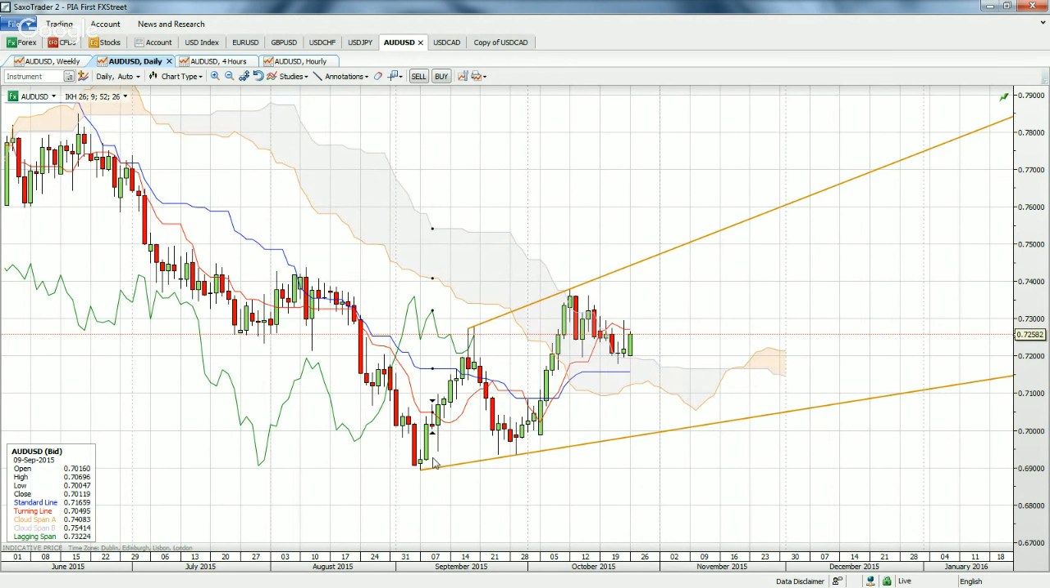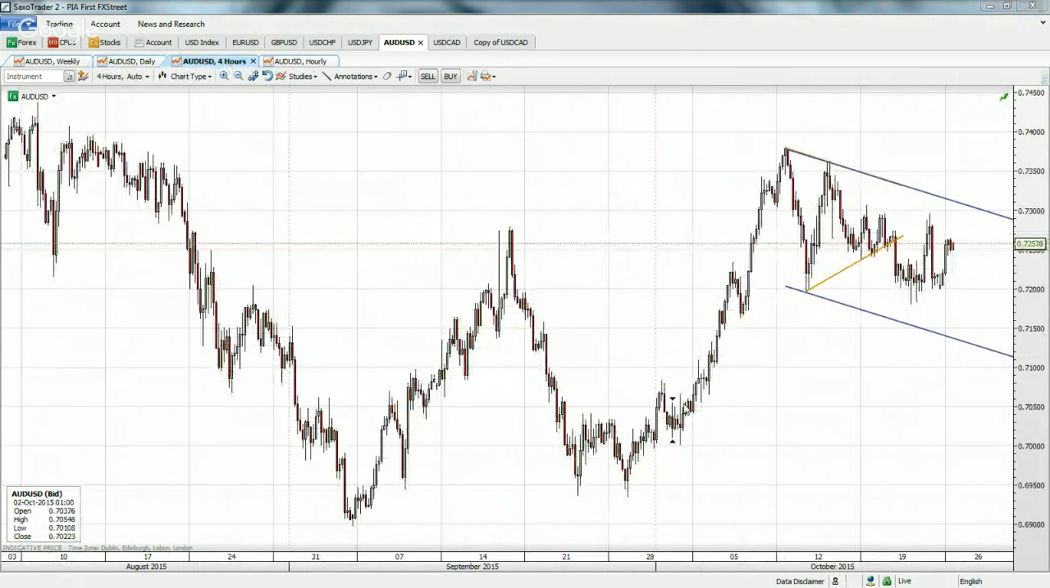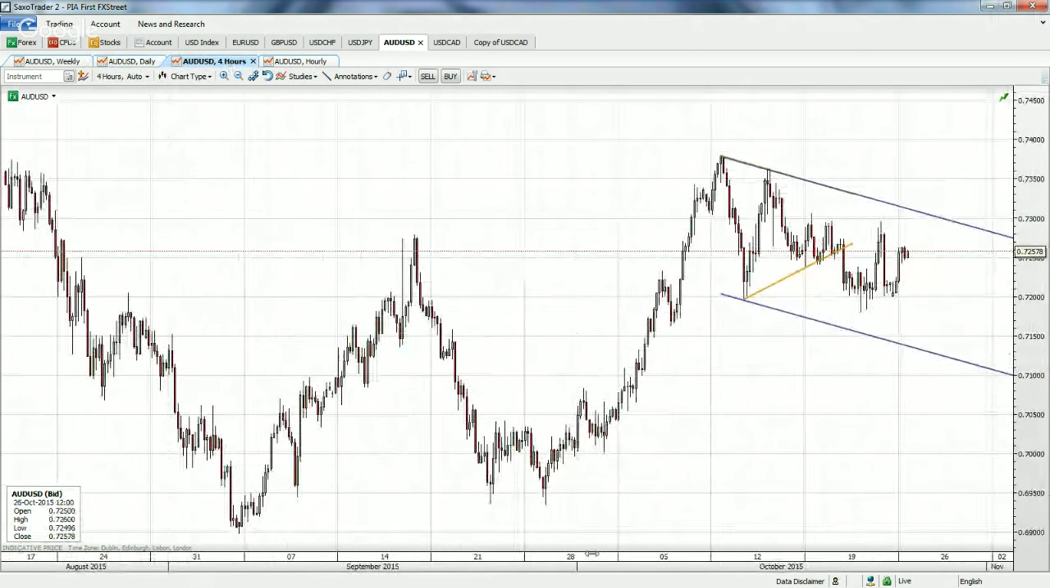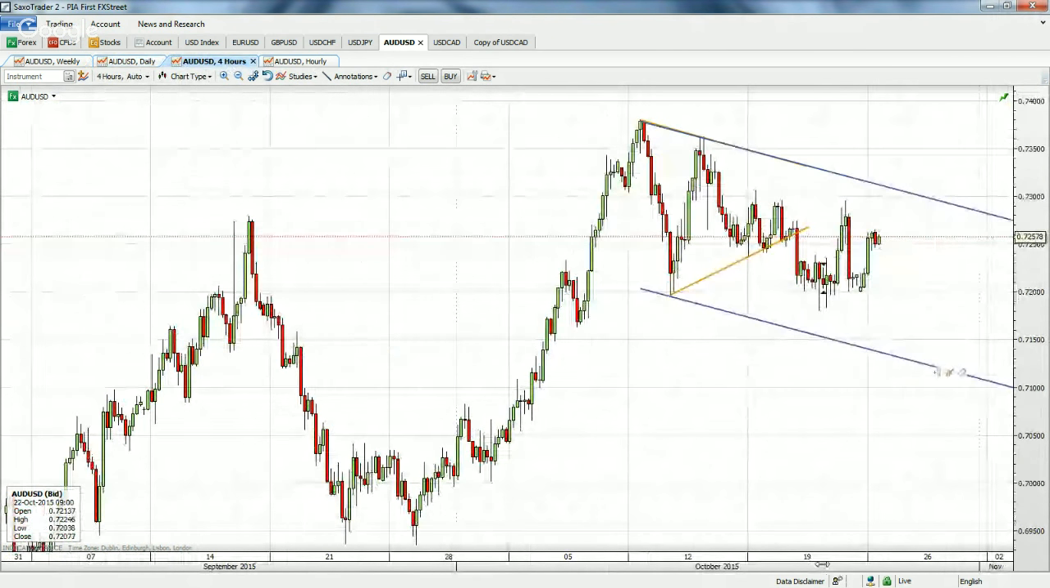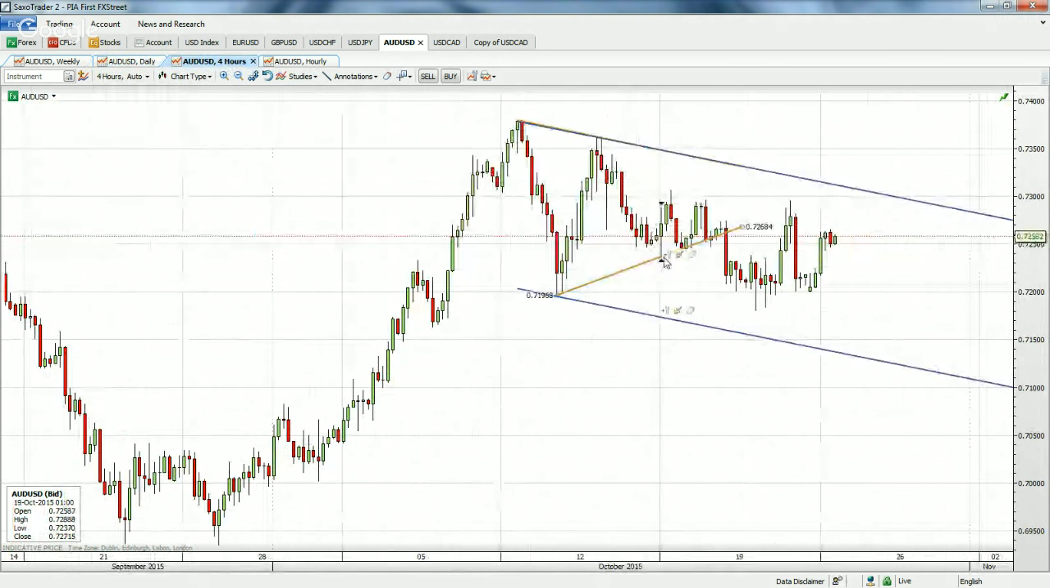And again, there's no clear reversal candles. We could break to the downside and then form a reverse head and shoulders formation. Far too early to tell. 4-hour chart, we're in a channel formation. There's scope for a move in either direction.